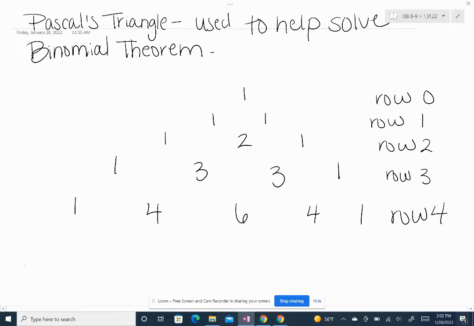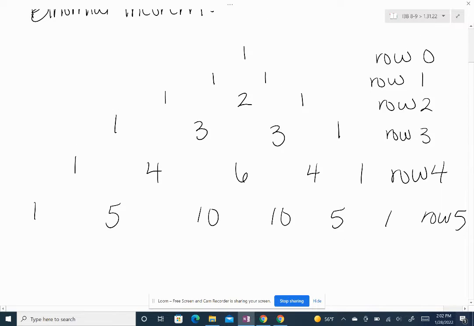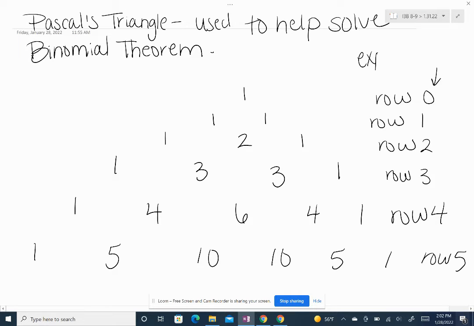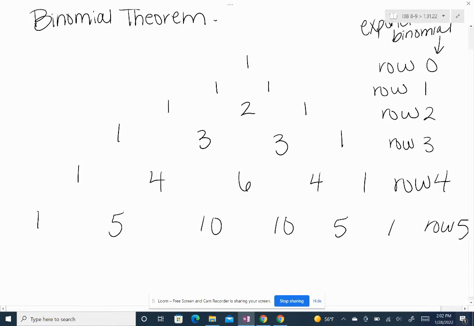And now we could take a look at row 5. So it'll be 1, 5, 10, 10, 5, 1. And that's row 5. So we're going to use this with binomial. So bicycle, bilingual, bi means 2. And this would be to represent our exponent in the binomial. And you'll see what I'm talking about right now.